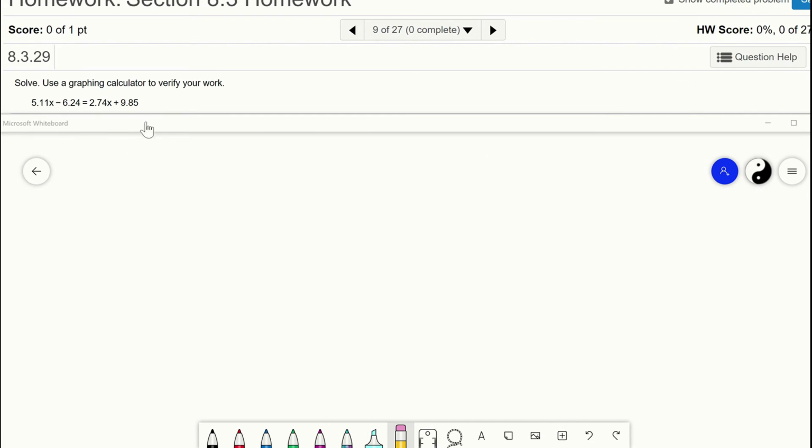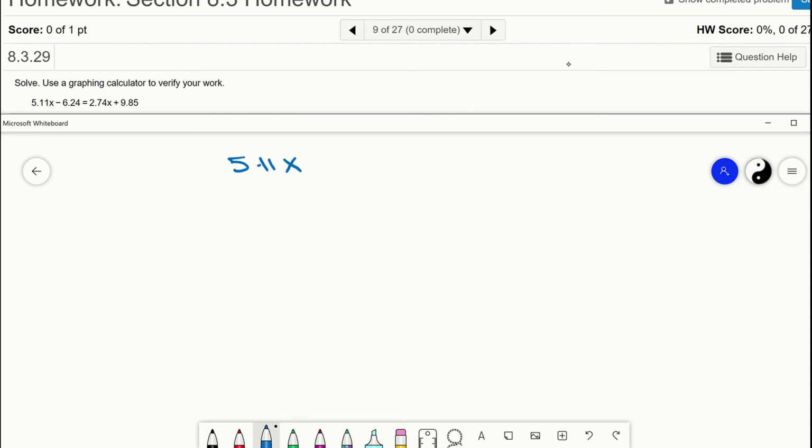Here's a problem containing decimals in it. Now, when it comes to decimals, you could just deal with decimals if you're comfortable enough with them, or just like we did with fractions, you could also clear them. Let me show you how to clear them.